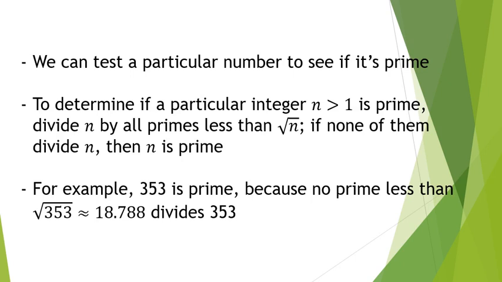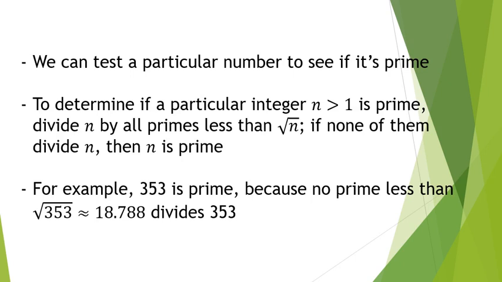The number 837 is not prime because 3 is a factor of 837. The sum of the digits in 837 is 18, and 18 is divisible by 3.